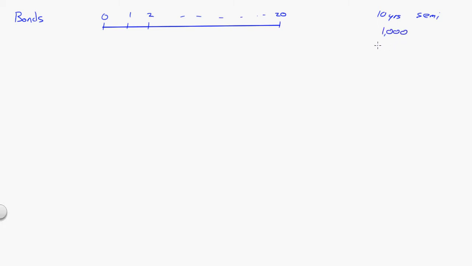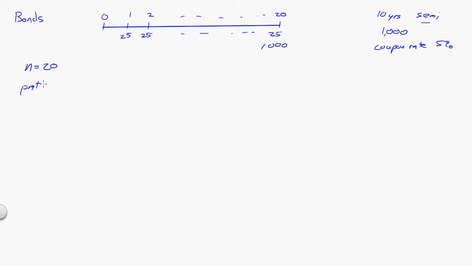We need to know some kind of coupon rate. So that coupon rate is given to us, and let's just say it's 5%. So 5% of 1,000 is 50, but since it's semi-annual, you're going to pay 25, 25, 25, and then 1,000. That's the payout rule, where we know n is equal to some number, in this case 20.